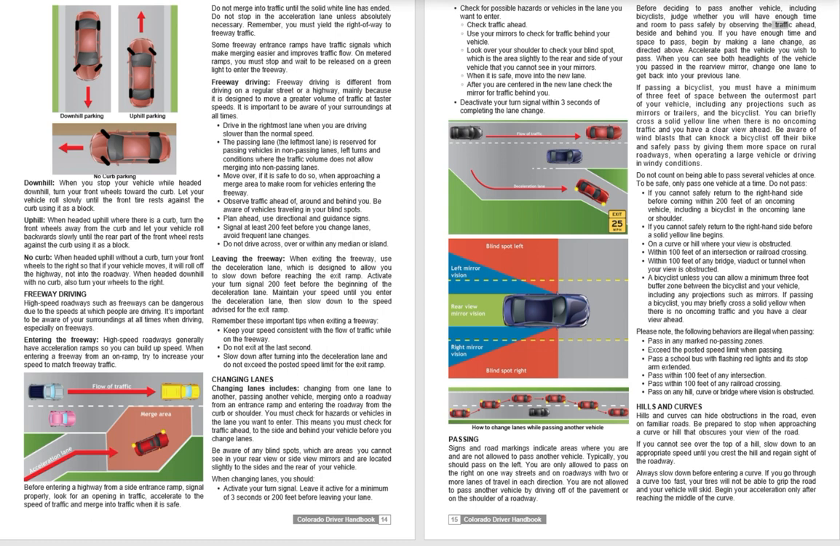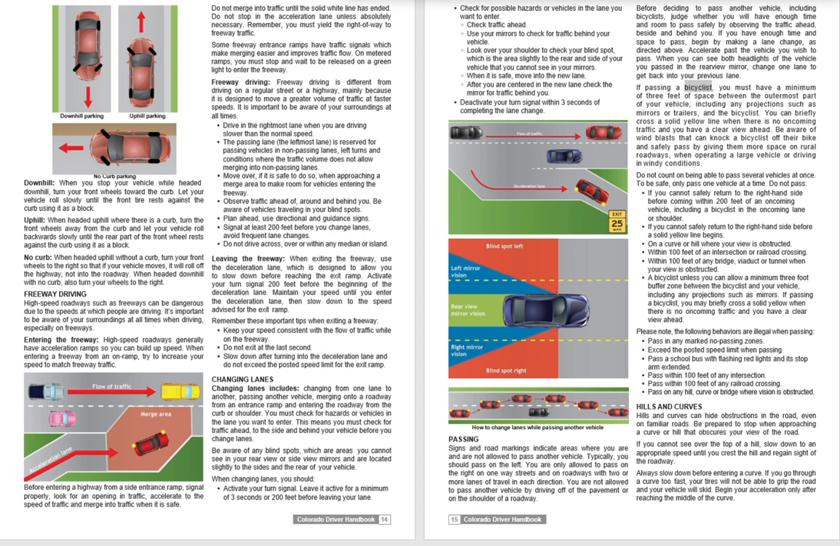Before deciding to pass another vehicle, including bicyclists, judge whether you will have enough time and room to pass safely by observing the traffic ahead, beside, and behind you. If you have enough time and space to pass, begin by making a lane change, as directed above. Accelerate past the vehicle you wish to pass. When you can see both headlights of the vehicle you passed in the rearview mirror, change one lane to get back into your previous lane.